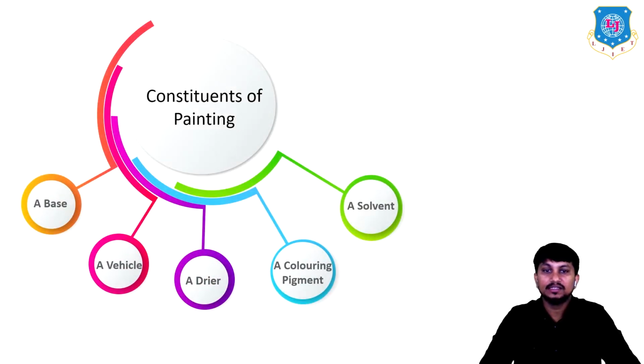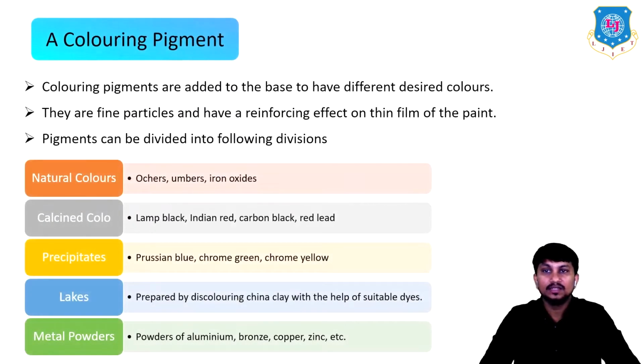That's all about the dryer. Next is coloring pigment. Coloring pigments are added to the base to obtain different desired colors. They are fine particles and have a reinforcing effect on the thin film of the paint. These pigments can be divided into various divisions, like natural colors, in which ochres, umbers, and iron oxides are there. Then second is calcined color, which has various types like lamp black, Indian red, carbon black, red lead, etc. Next is precipitates, which has colors like Prussian blue, chrome green, chrome yellow, etc.